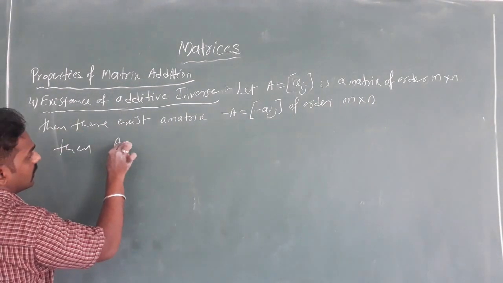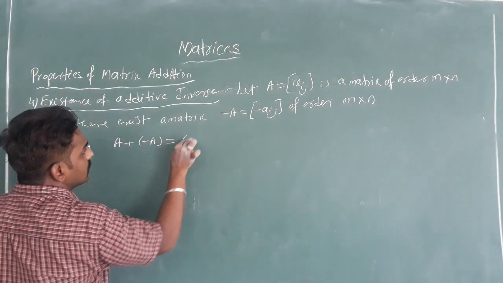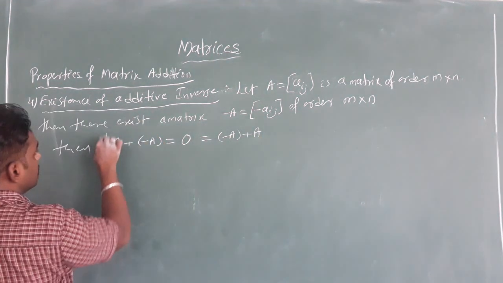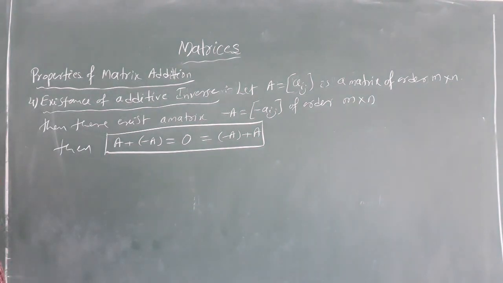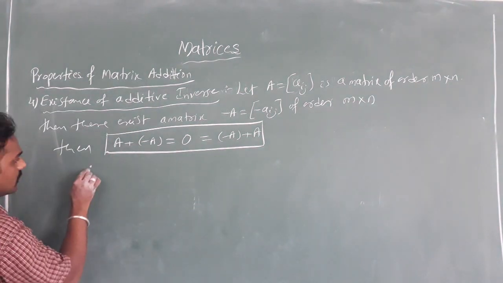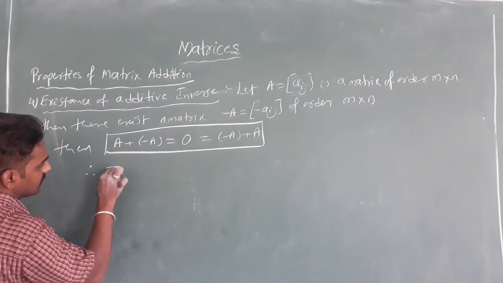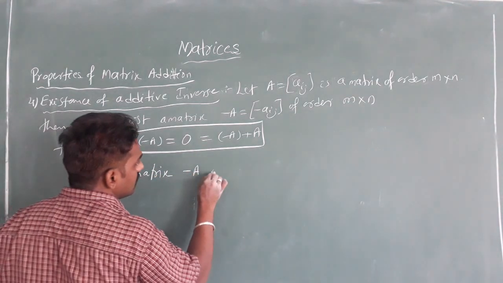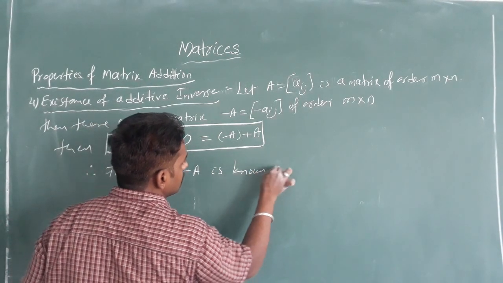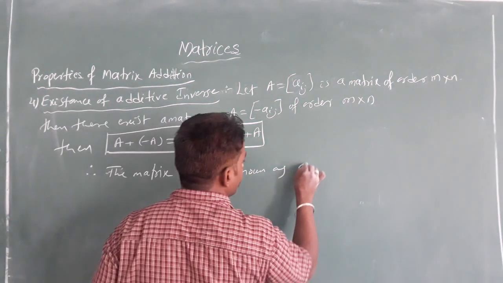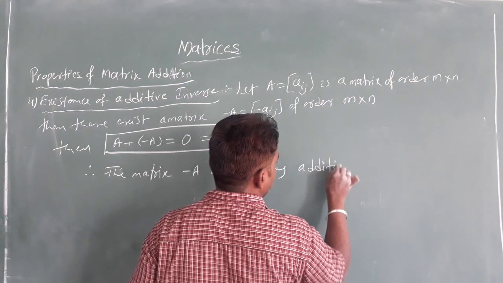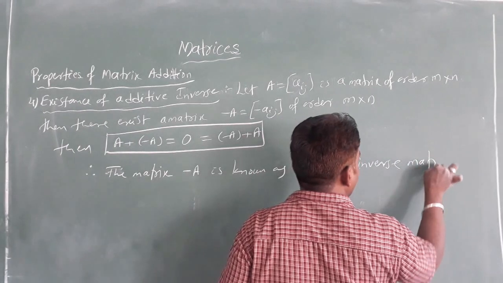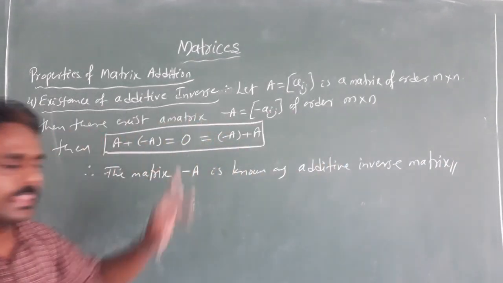Then A plus minus A equals the zero matrix, or minus A plus A is also the zero matrix. Therefore, the matrix minus A is known as the additive inverse matrix of the given matrix A.